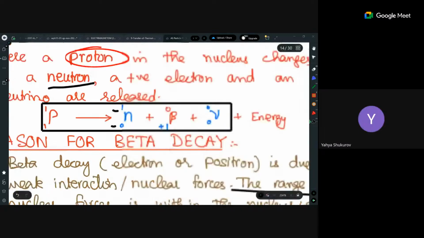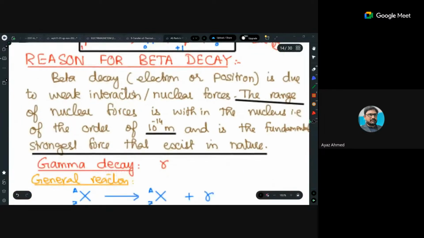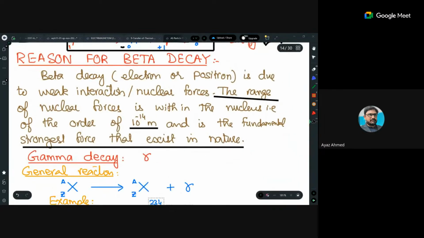Yes. Now look, this is the million-dollar reason for beta decays. Beta decays, electrons and positrons, are due to weak interaction. That is, there are two types of nuclear forces or nuclear interactions. One is called the strong nuclear force, due to which protons, neutrons and quarks are formed and deformed. But there is another one, the weak nuclear force, right?